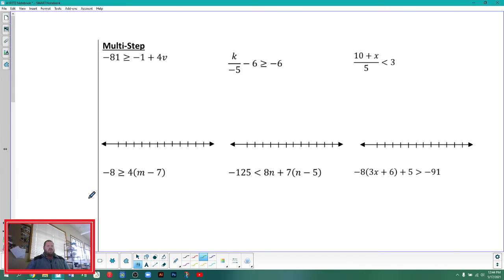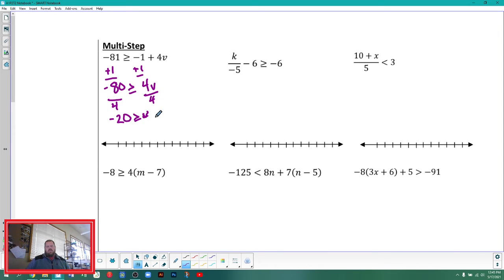On these ones, we're looking at multi-step inequalities. So we have multiple things happening to the variable, and we want to undo them just like we would solving equations. So let's jump right into it. All right, I've got negative 1 plus 4v, or 4v minus 1, however you want to look at that. I'm going to go ahead and add 1 to both sides. That's going to give me negative 80 and 4v there. If I divide by 4, I don't have to use that rule. I just divided by 4. I get negative 20.